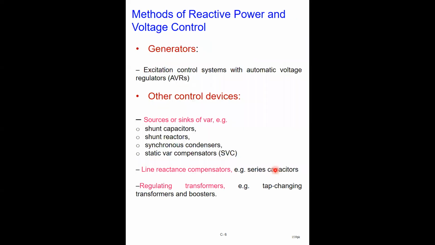So these compensating devices should be either a source or sink of reactive power, volt ampere reactive. If you only include shunt capacitors, then they will be a source of reactive power. If you use shunt reactors only, then they will be a sink for reactive power. Similarly, we have the use of synchronous condenser, and these are also a source of reactive power.